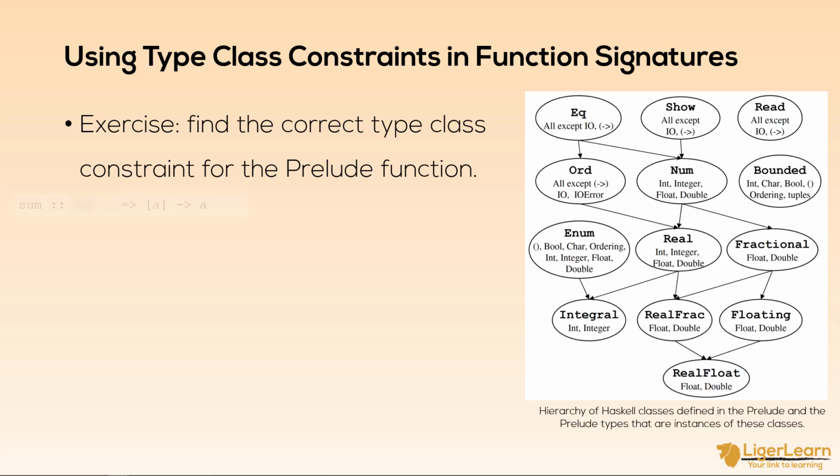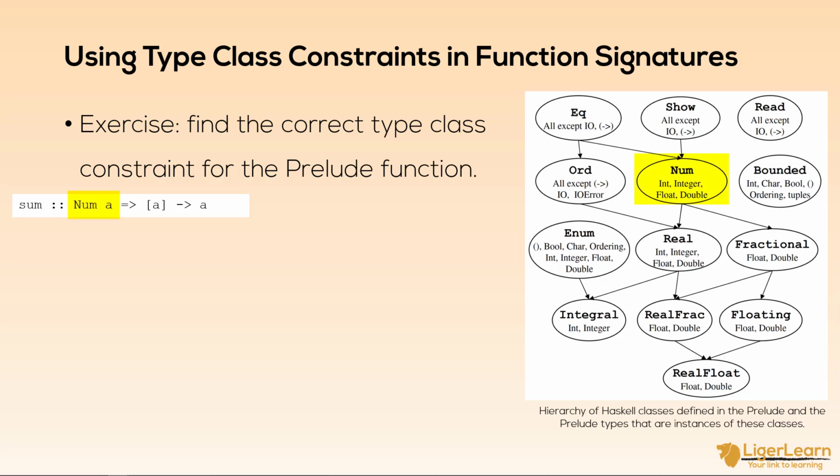The first function is sum, which takes in a list of any type and returns that type. The idea is that it would return the sum of all items in the list. What should the type class constraint on the function be to make it the most generic possible?